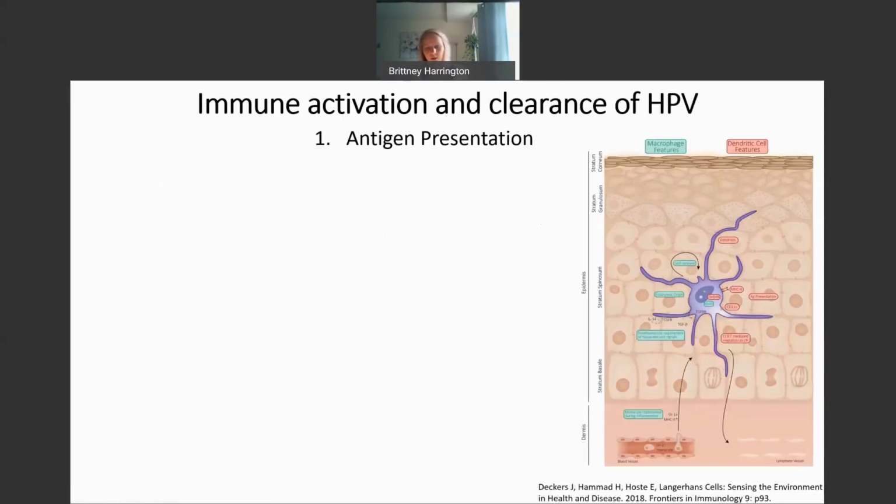So HPV isn't a lingering infection. It doesn't really lay dormant forever like some viruses do. HPV can be cleared by the immune system and it involves a couple of processes, but the first and most important step is antigen presentation.